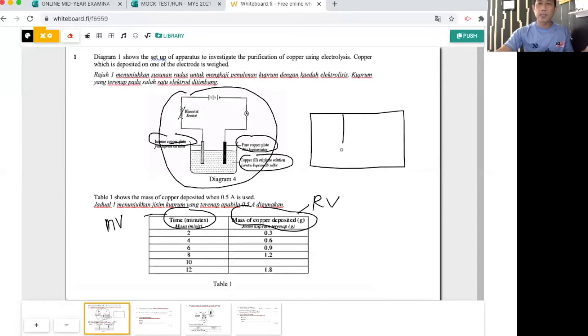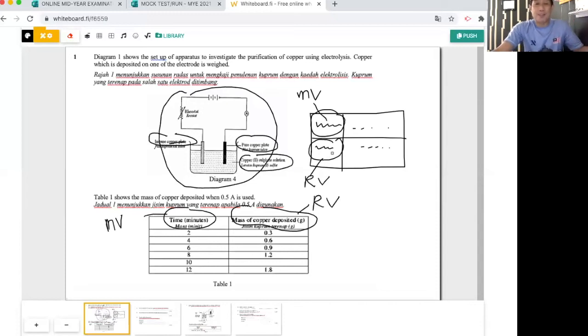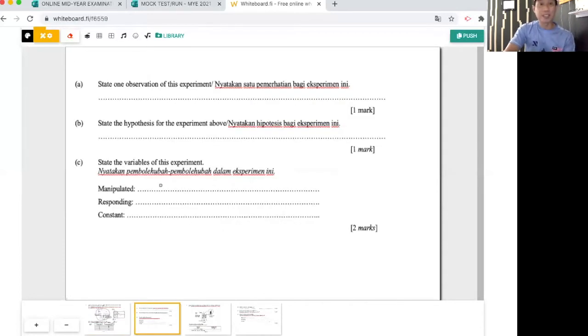So this is for the headers. You have something written here and something written here, and these are all the data. If you have this form of table, the same principle applies. One section will be for MV and the other one will be for RV. The one on top is your manipulated variable, and the one at the bottom is your responding variable. So stick to this rule, you should be okay. Now, if you look at a question like this, let me show you the question here: state the variables, manipulated, responding, and constant or fixed, for 2 marks.